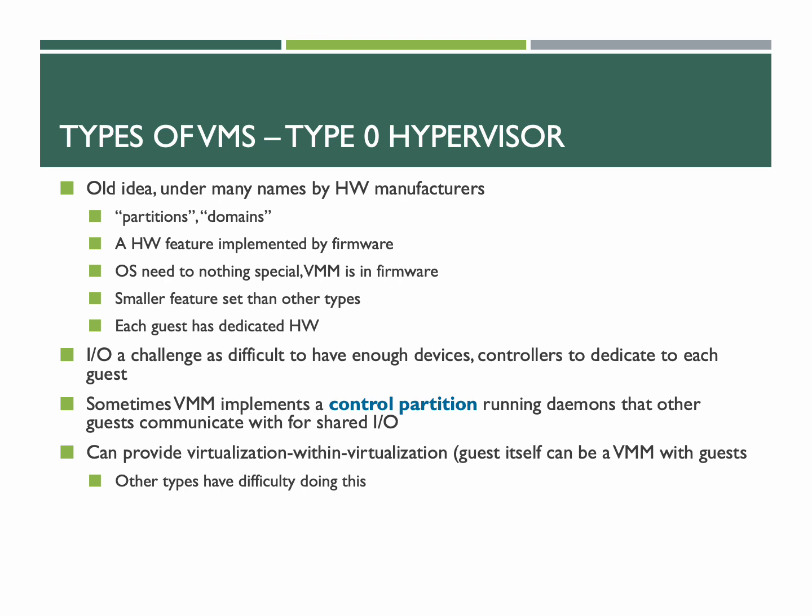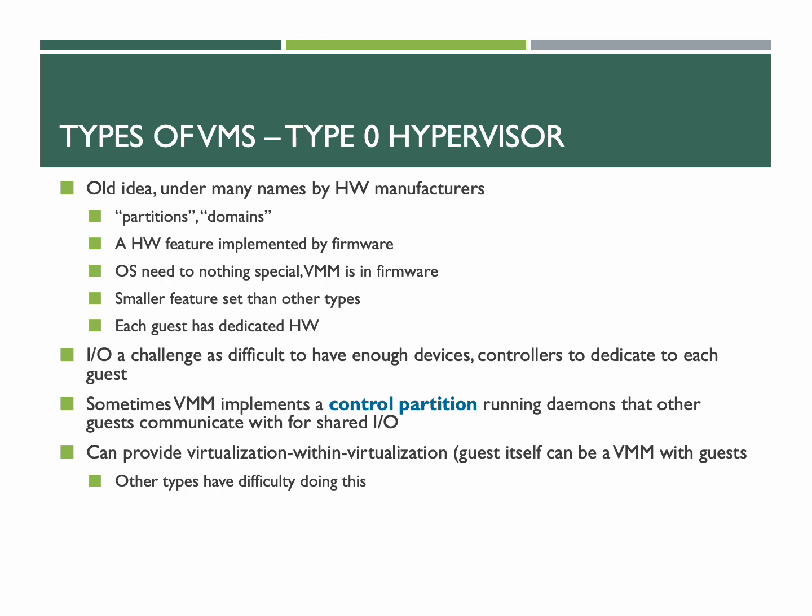Now, one of the significant challenges with Type 0 hypervisors is managing I/O resources, particularly when it is difficult to dedicate enough devices and controllers to each guest. This can lead to bottlenecks and reduced performance. To manage shared I/O and other resources, Type 0 hypervisors sometimes implement a control partition. This partition runs daemons or services that facilitate communication and resource management among various guest VMs.